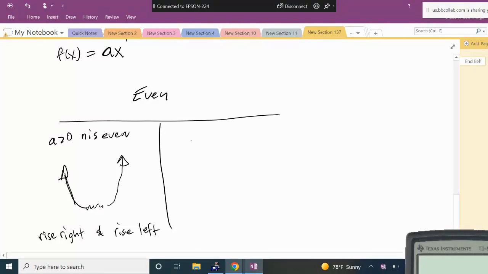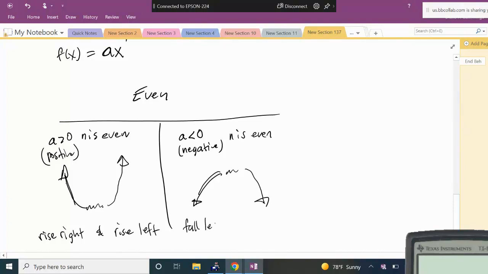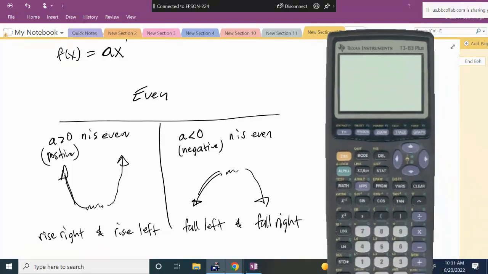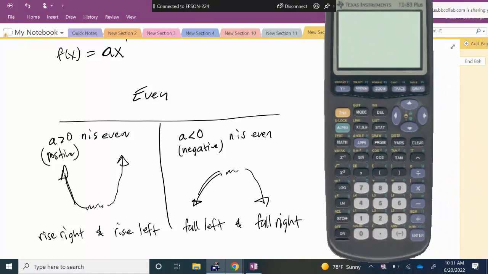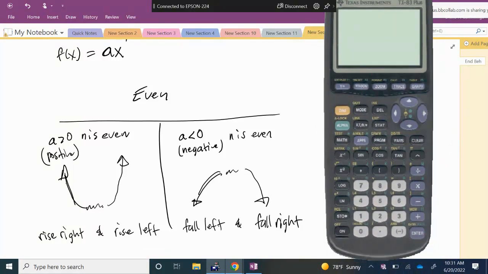And on the flip side, if our leading coefficient is negative, so a less than 0 is negative, and if n is still even, then our graph is going to fall to the left and fall to the right. All right, so I'm going to use the graphing calculator, and we're going to take a look at some graphs.